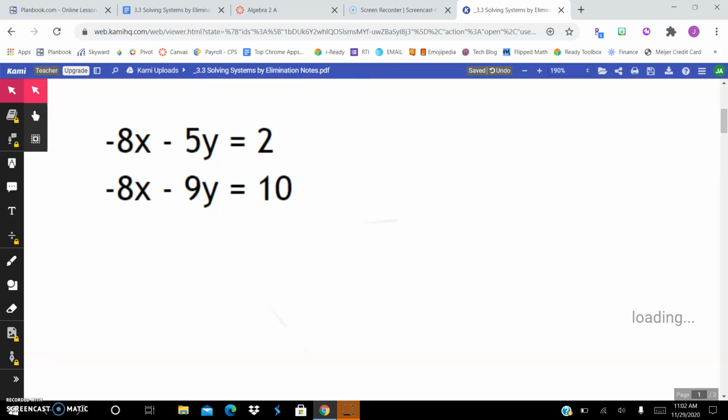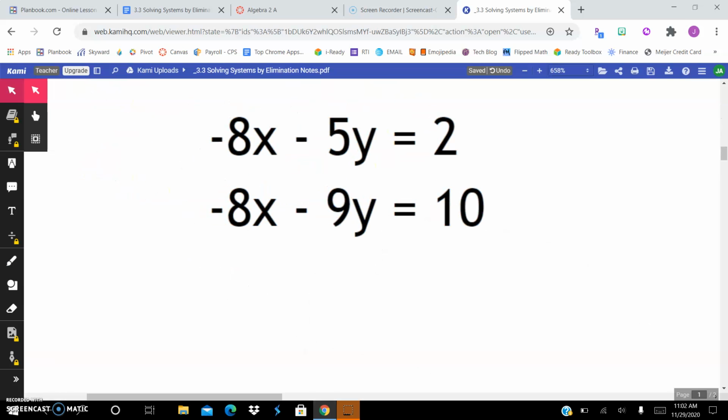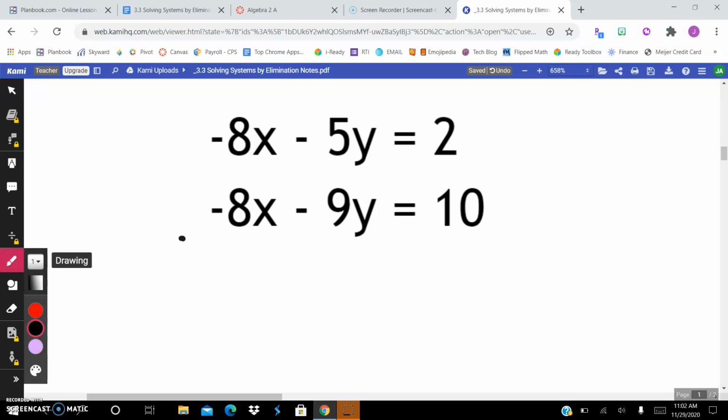All right, now here we have -8 and -8 for our coefficients for our x. If I added them, -8 plus a -8 would be -16. But if I subtracted them, -8 minus a -8 would turn into +8, and that would be 0. So I could subtract them.